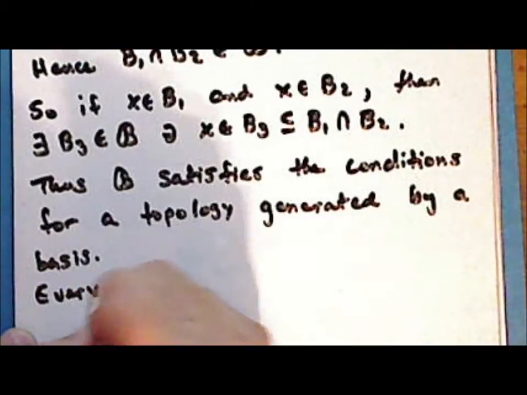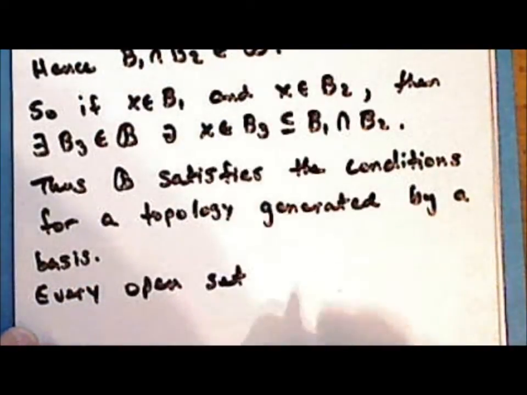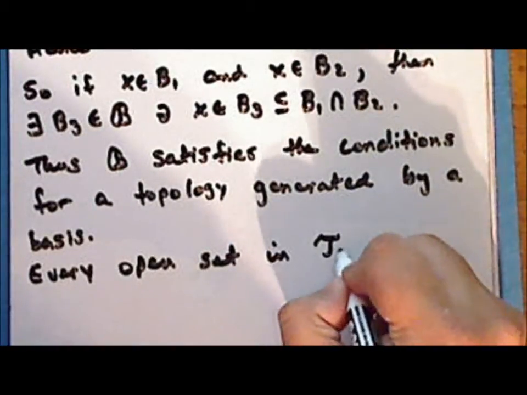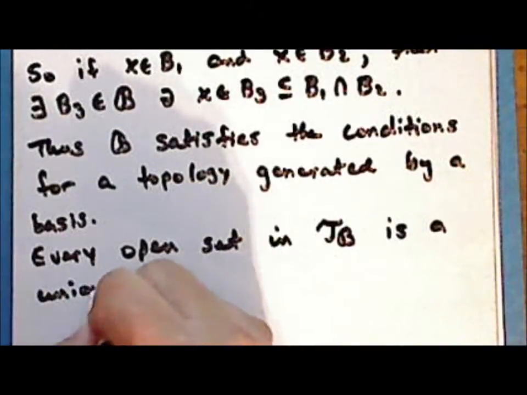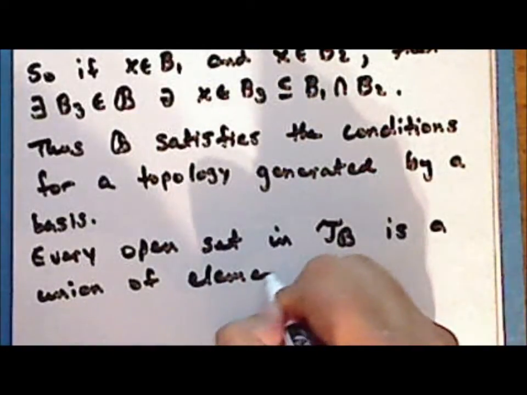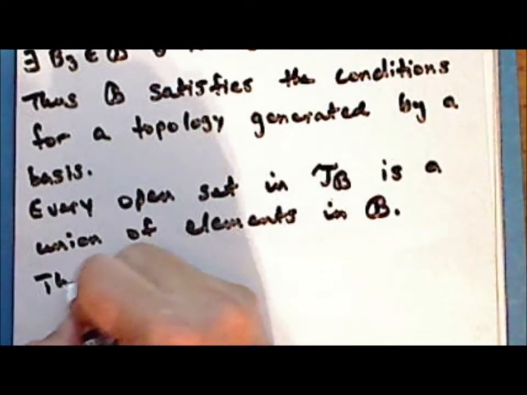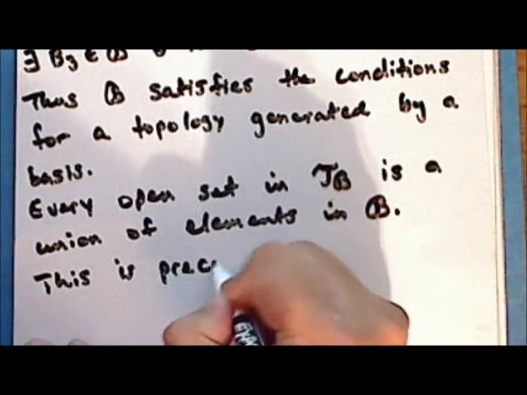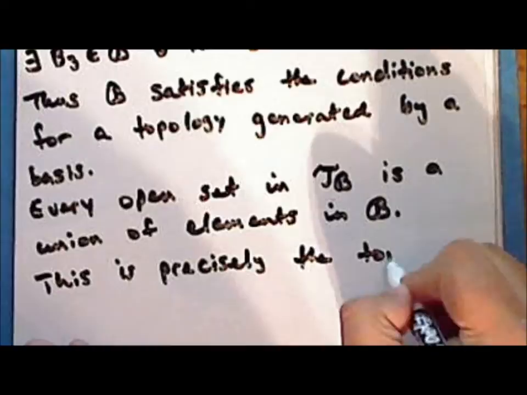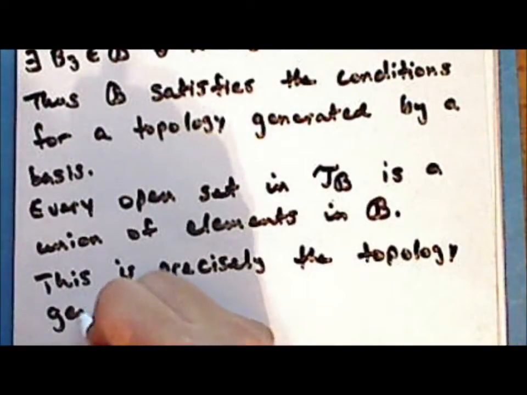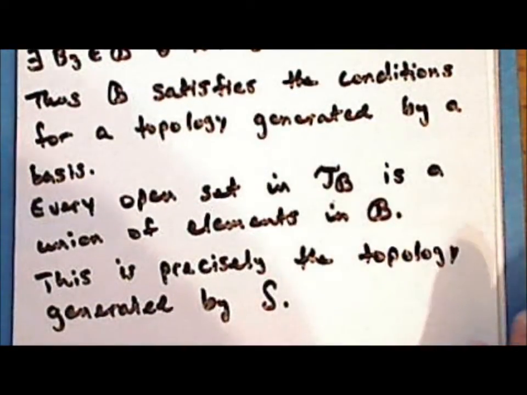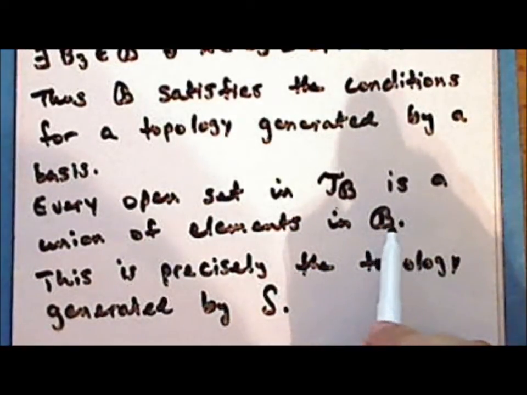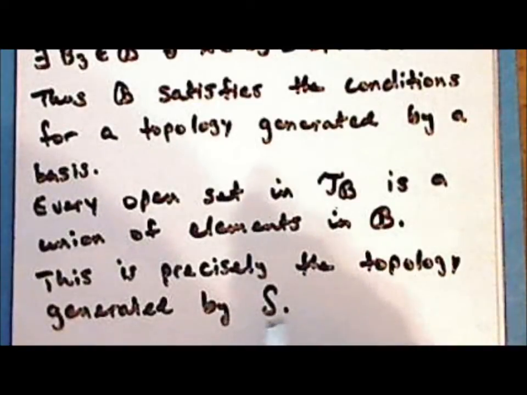Now every open set in the topology generated by the collection script B is a union, possibly empty union, of elements in the collection script B, and this is precisely the topology generated by the collection script S. So we can think of a subbasis as generating a basis in the sense that each basis element is a finite intersection of elements in the subbasis.